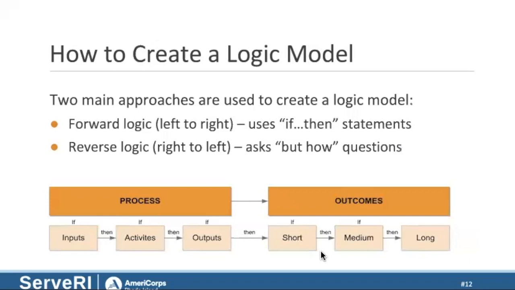There are two main approaches used to create a logic model. There's the forward logic, which moves from left to right and uses if-then statements. And then there's reverse logic, which moves right to left and asks "but how" questions.